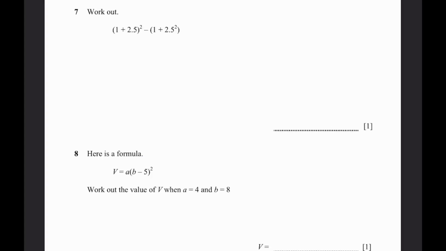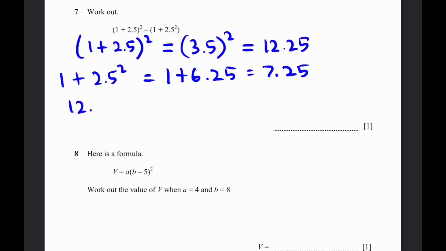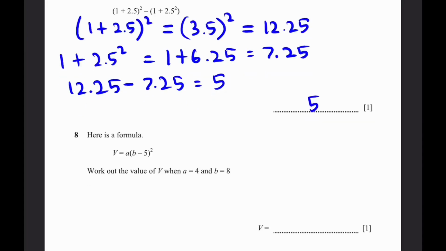Question 7. Work out (1 plus 2.5) the whole squared minus (1 plus 2.5 squared). So (1 plus 2.5) the whole squared, let's find out this first. It's equal to 3.5 squared, which is equal to 12.25. 1 plus 2.5 squared is equal to 1 plus 6.25, which is equal to 7.25. 12.25 minus 7.25 is equal to 5. So that's the answer.